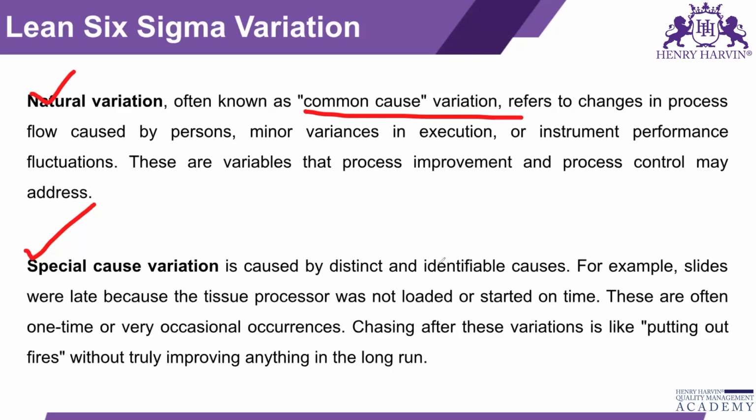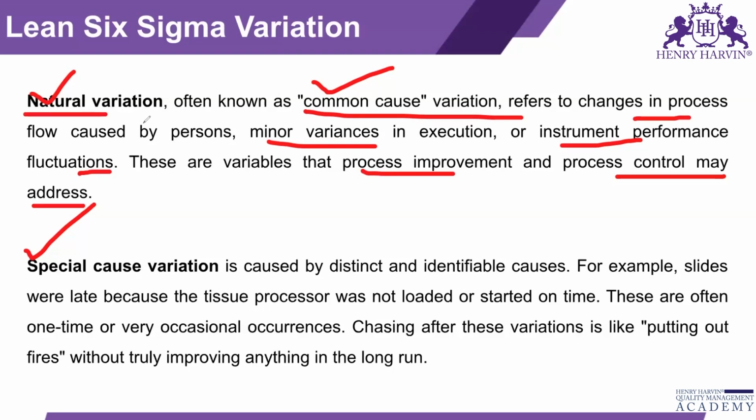Let's proceed. Common cause variation. Common cause means something which is inherited. That means it's changes in the process, minor changes, instrument performance fluctuations, processes, which can be controlled and addressed. That is called common cause variation or natural variation. The term itself says natural. Natural means which is naturally done. Please make a note: common cause is also called expected variation. Please make a note. Expected variation. So in the examination, it will not come as common cause or natural variation. They might ask you the question, what is the expected variation?